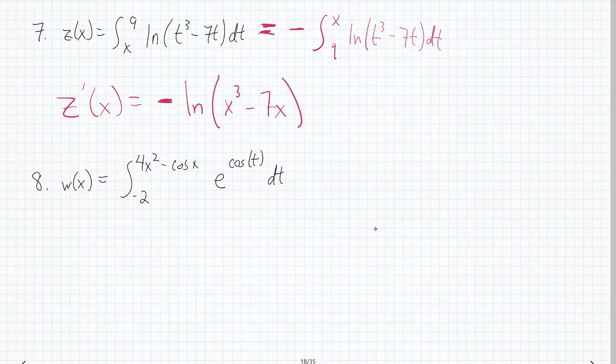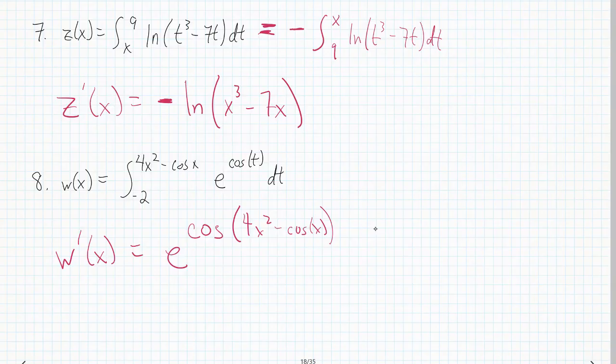Finally, we're at a tougher problem. So now when we go W prime of x, what does this equal? Well, when you look at this one, it looks like everything's hunky-dory. We can use the fundamental theorem of calculus part 1. So you go e to the cosine of 4x squared minus cosine of x. All right, and we're good.